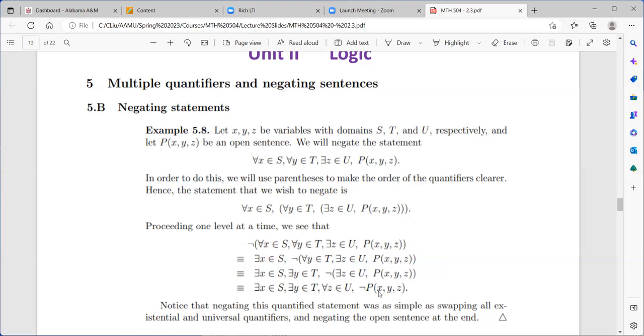So one thing important, you notice that negating this quantified statement was as simple as swapping all existential and universal quantifiers and negating the open sentence at the end. Okay, so that's the rule we summarize from this problem. When you have multiple quantifiers, multiple variables in a statement, you just swap the existential quantifier and the universal quantifier each time. And then you negate the open sentence at the end. All right.